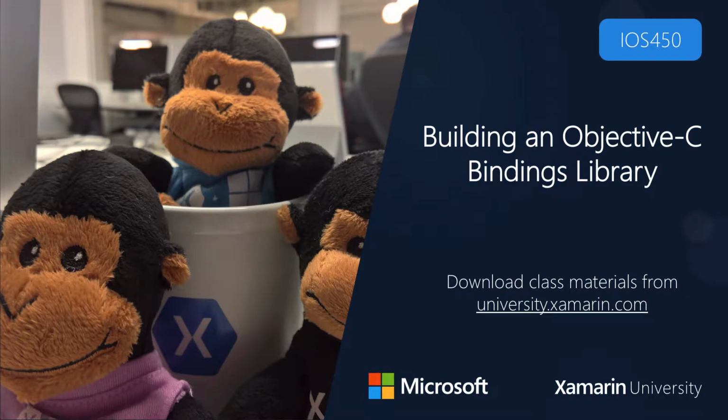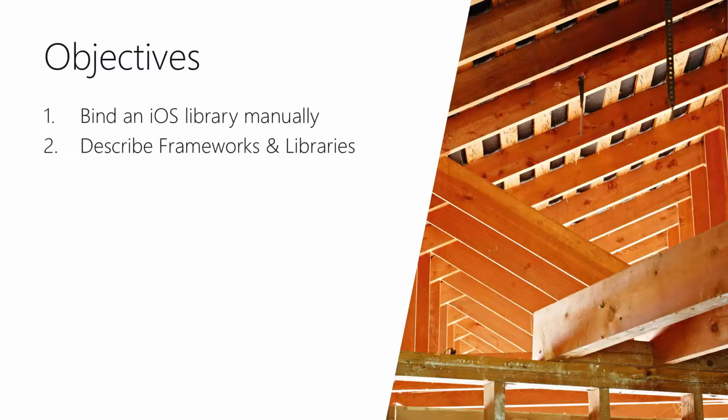Welcome to IOS450, Building an Objective-C Bindings Library. In this course, we are going to look at how to bind an iOS library manually, and then we're going to look at describing frameworks and libraries in much more detail so that we understand how to consume these appropriately. By the end of this class, you will be able to describe the main differences between the library types that you would use in Xamarin binding libraries. And you will also be able to describe what is involved in manually binding an iOS library, as well as creating a simple class binding.